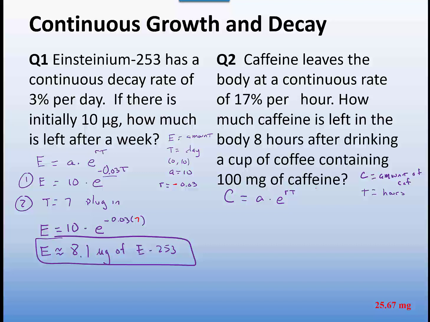Okay. So notice that we have the 17% per hour, the continuous rate again. So the continuous rate is what told us to use base E. And the 17% per hour, that's our rate. Now it is a negative 0.17 because we're losing, the body is losing the caffeine. It's using it up.